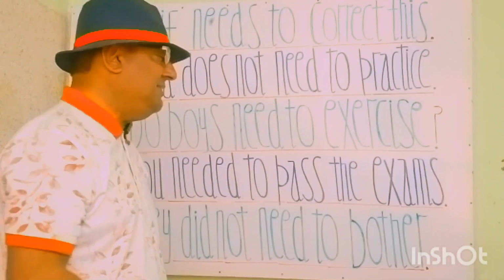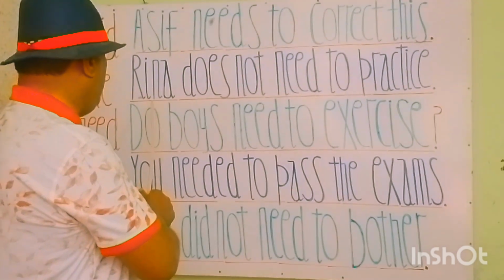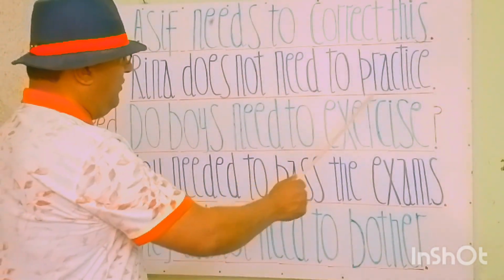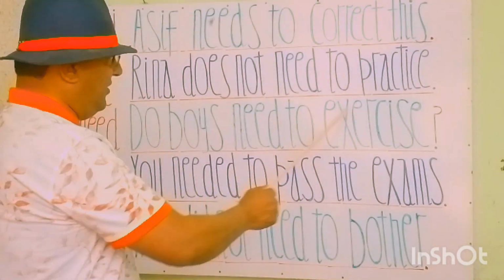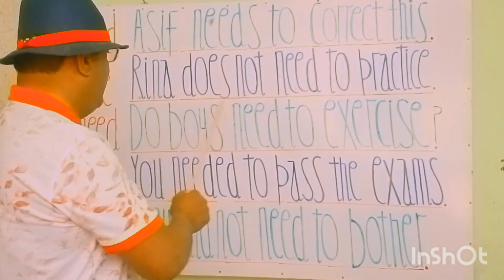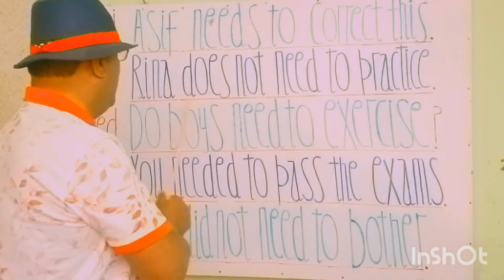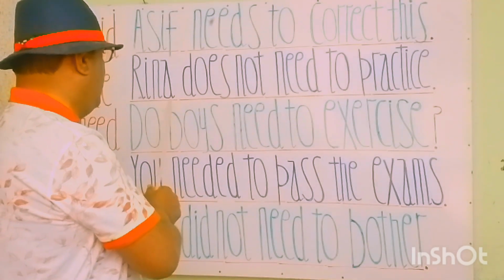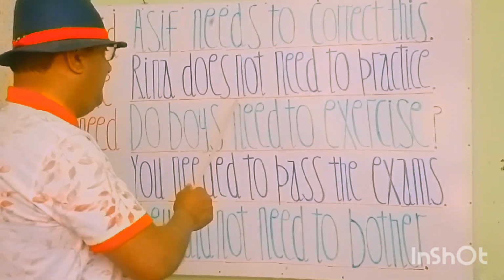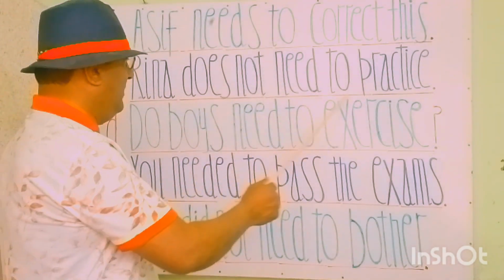Let's see the next phrase. Next sentence: Reena does not need to practice. Reena is a noun subject, and "does not" is for the negative sense. This is a negative statement.